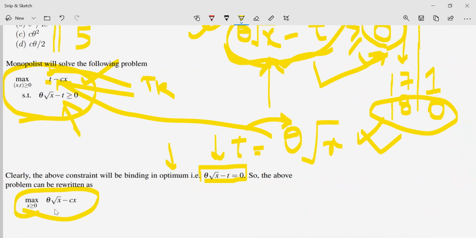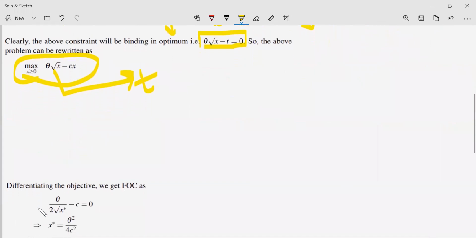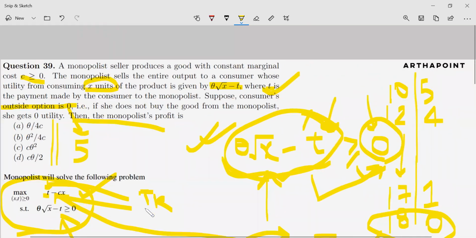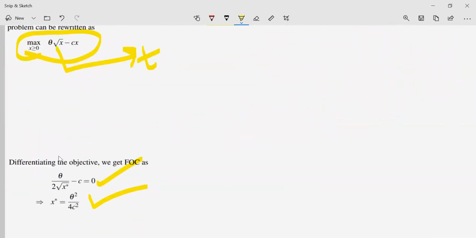So now I have to maximize theta root x, which is actually the value of t coming from the constraint, minus cx. So just differentiate the function with respect to x. After you differentiate it, you get this, right? And find the value of x. So this is the amount that the consumer will consume. This is x, right? What is the value of x that maximizes the profit of the monopolist? This is the value of x that maximizes the profits of the monopolist.